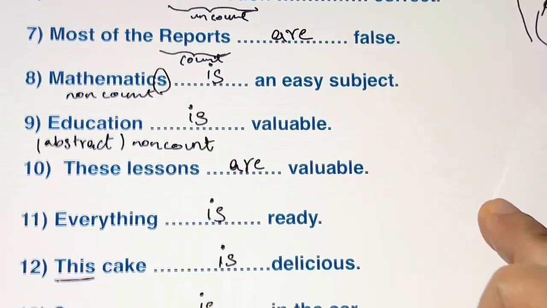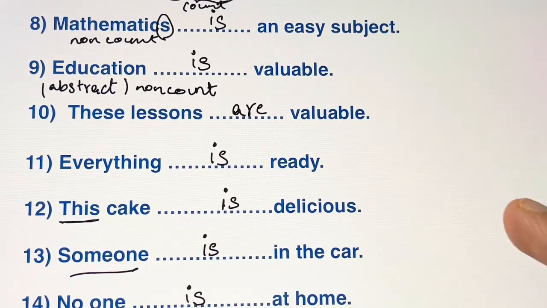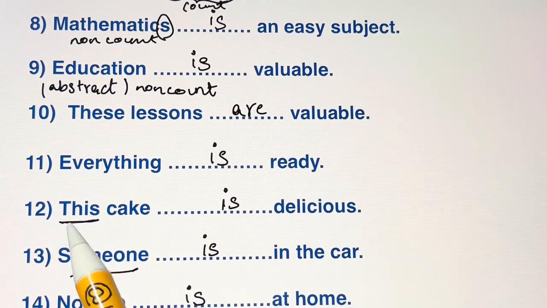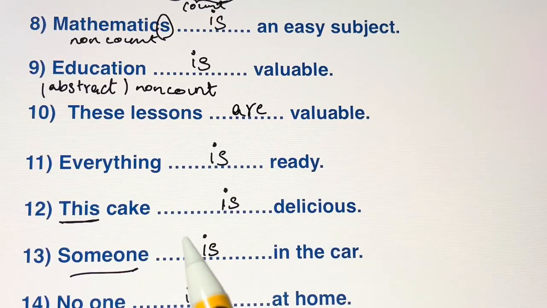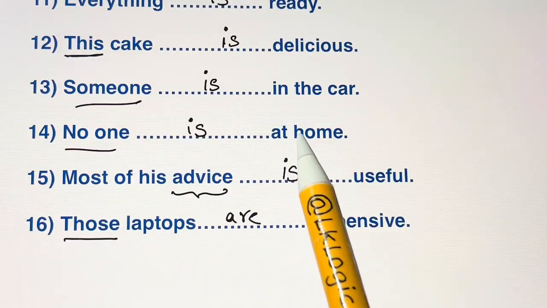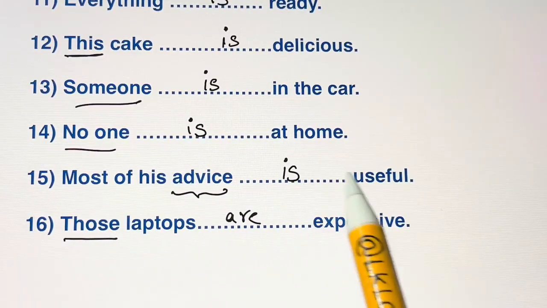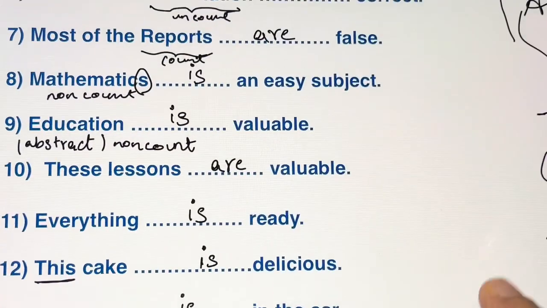Are you getting how we are putting was or were instead of is or are? Because that is in past tense. This cake was delicious. Everything was ready. These lessons were valuable. No one was at home. Most of his advice was useful. Those laptops were expensive. So I hope you've understood this lesson.